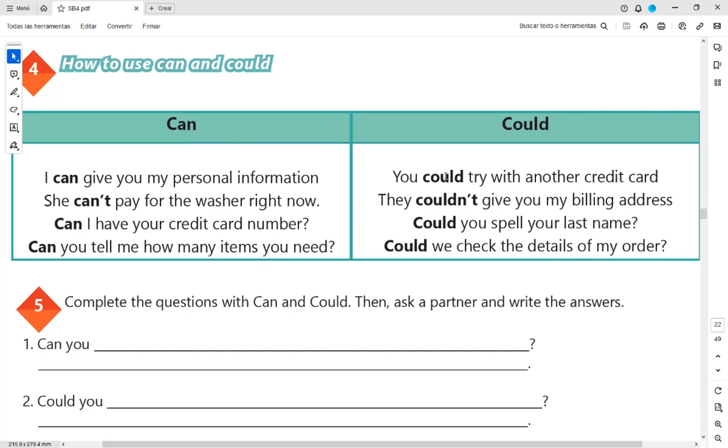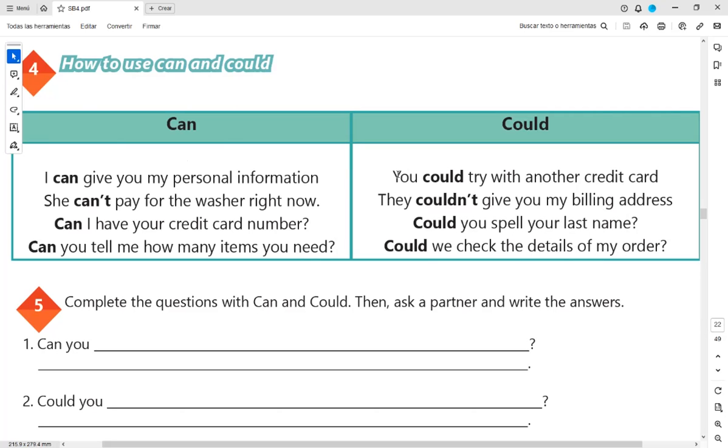Now, could. In the case of could, different. Okay? You could try with another credit card. They couldn't give you my billing address. Could you spell your last name? Could we check the details of my order? Okay, in some situations, people is going to tell you that could is the past of can. En algunas ocasiones se entendería como que el could fuese el pasado de can.